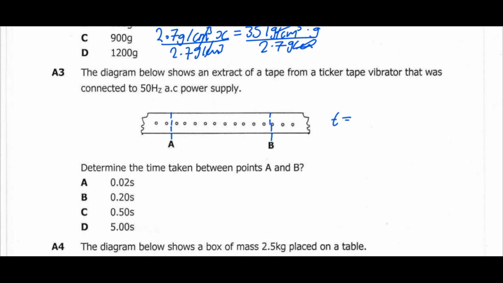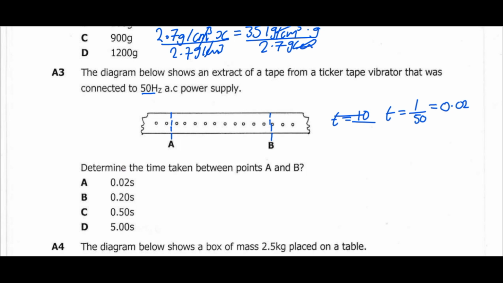So the time will be, you get the boxes, which is 10. Well, before we look at 10, first let's find for 1. We have been given the frequency, so the frequency is 50. So 1 divided by 50. If you do that mathematics, you are getting 0.02. So this means that each dot has the time of 0.02.